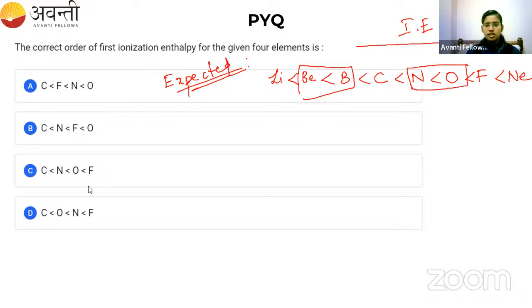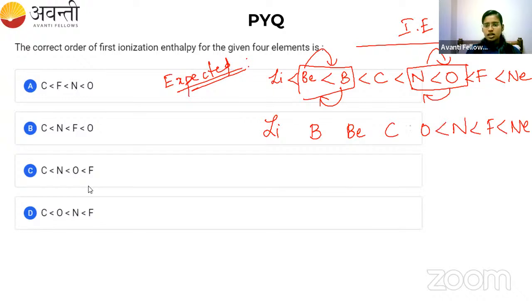We have to interchange. So what do we have to do? Lithium will be there, but in place of beryllium, you have to put boron, then beryllium, carbon, and here oxygen, then nitrogen, fluorine and neon. You have to just interchange these two. You have to just interchange these two. And this is the observed order for the second period elements.